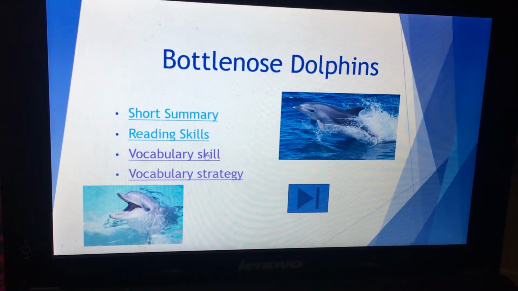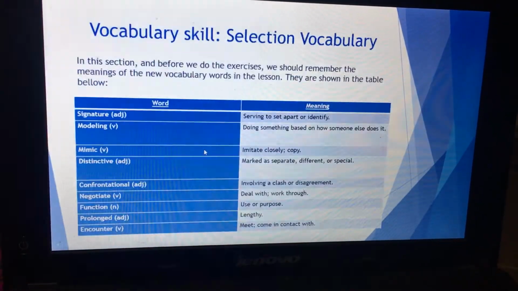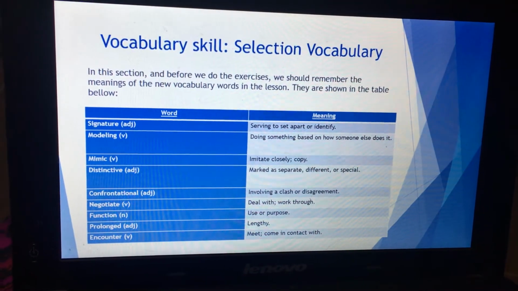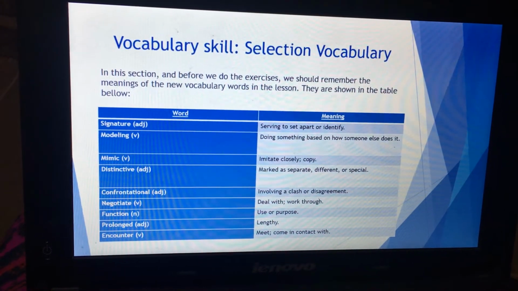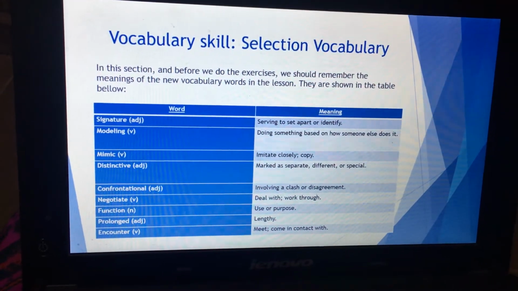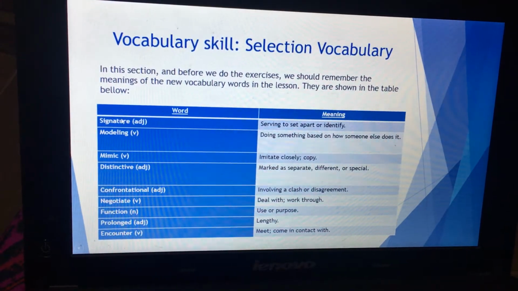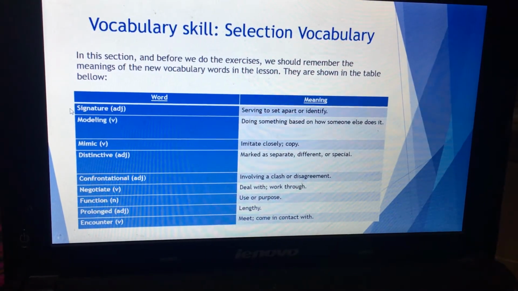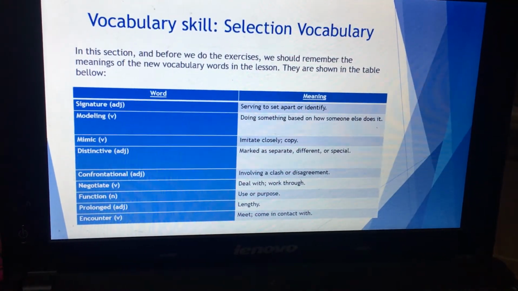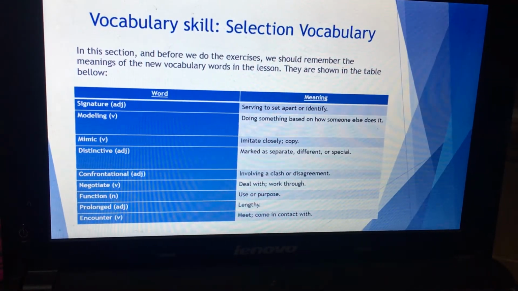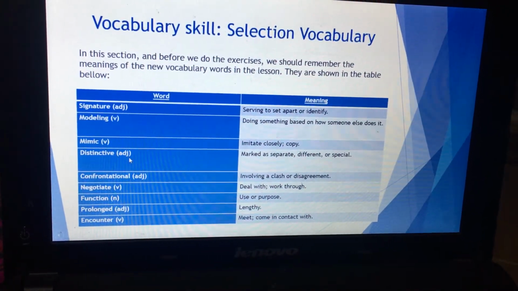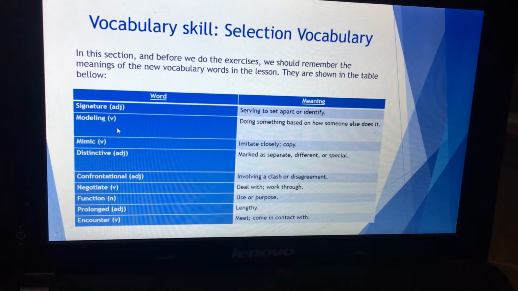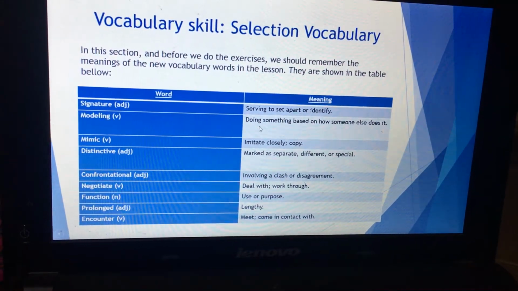Now, the vocabulary skills. In this section, and before we do the exercises, before we go to the practice book, we should remember the meanings of the new vocabs in the lesson. And I have made them in a table like this, and you will find them in the worksheet that you will get. You will find the words signature, modeling, mimic, distinctive, confrontational, negotiate, function, prolonged, and encounter. Next to each word, I have drawn the part of speech it is, like an adjective, a verb or a noun, as well as the meaning.